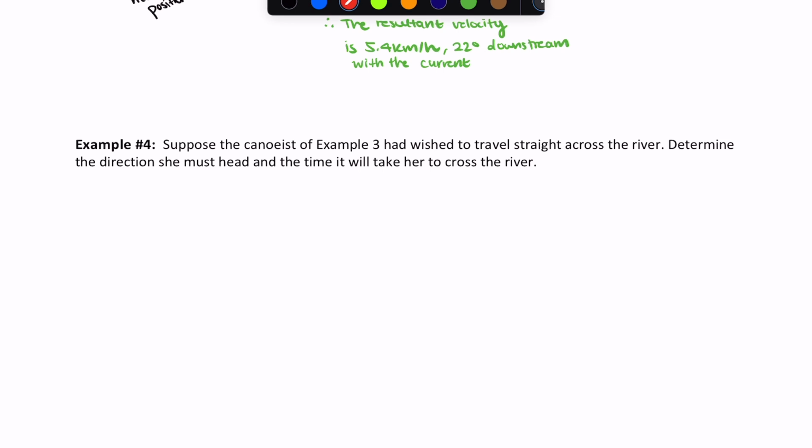Okay, in example 4, it says suppose the canoeist in example 3 had wished to travel straight across the river. Determine the direction she must head at the time and the time that it would take her to cross the river. Okay, so again, we'll just draw our river here, and we know that it is 400 meters across.